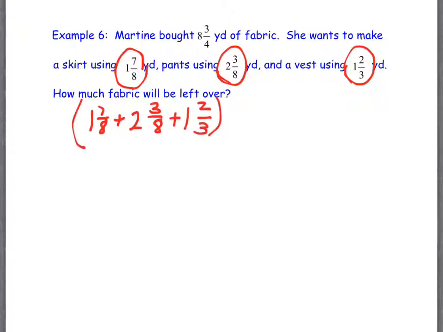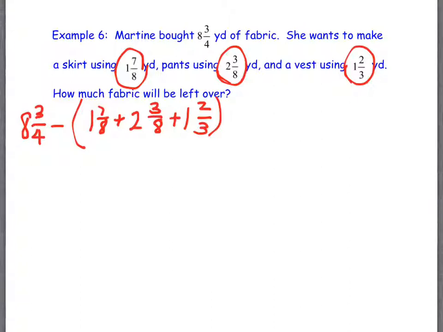And I'm just going to indicate that we're doing that first and put it in parentheses. Okay, once we find that number, whatever it is, then what are we going to do? All right, so we're going to subtract it away from the 8 3/4. So this is the result of what we're going to do. What else could we do instead of this? Well, this is an expression. We don't have an equation yet because there's no equal sign.